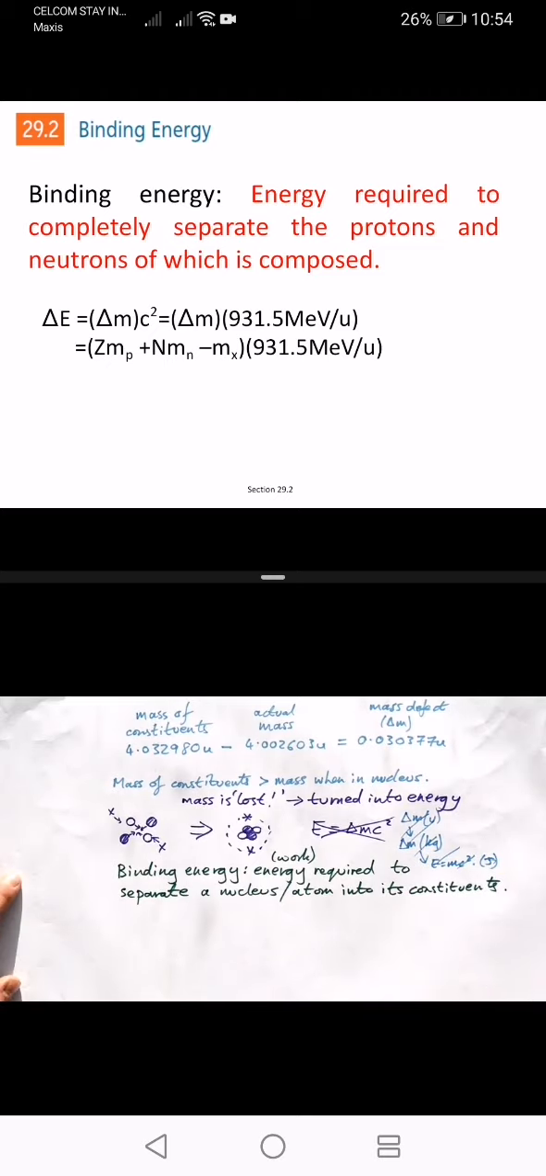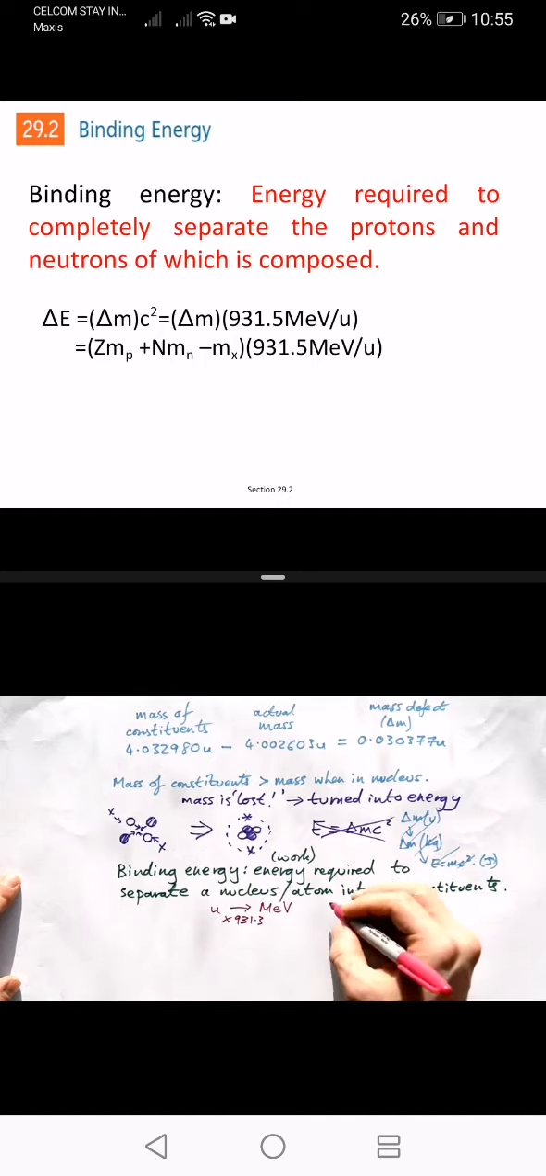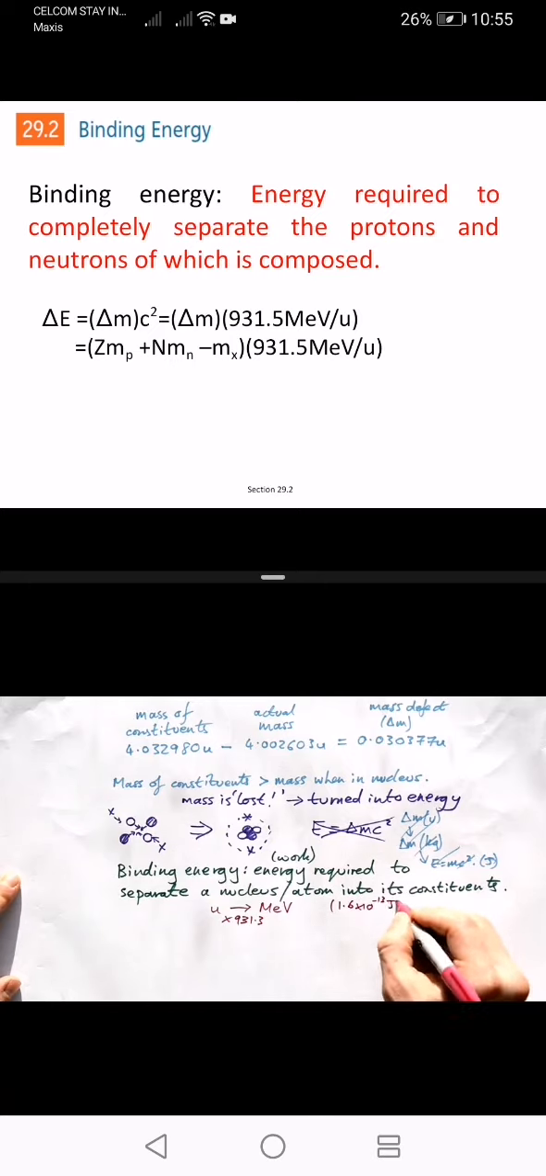Instead of having to convert to kilograms, we can go straight from relative atomic mass units into mega electron volts. To go the long way around, you need to times by 1.6 times 10 to the minus 27, then put that into there, times by 3 times 10 to the 8 squared, etc. But the easy way of going from U to mega electron volts is we times by 931.3. If one relative atomic mass unit of mass is converted into energy, that is the same as 931.3 mega electron volts. A mega electron volt is 1.6 times 10 to the minus 13 joules.